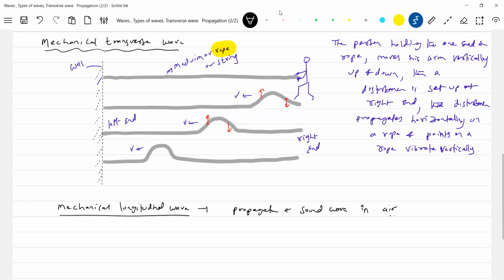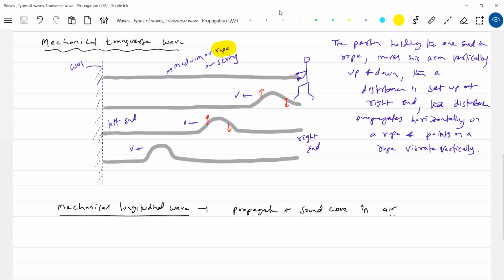Suppose in a room, if nobody talks, then there is no wave propagation. If somebody talks, what will happen? A disturbance is created and that disturbance will propagate. That is nothing but a mechanical longitudinal wave. What is our syllabus? The first part of the syllabus is the transverse wave. The next part is the longitudinal wave, or mechanical longitudinal wave, whose example is the propagation of a sound wave.